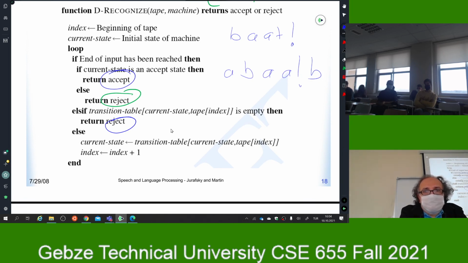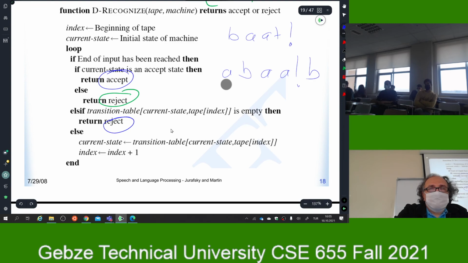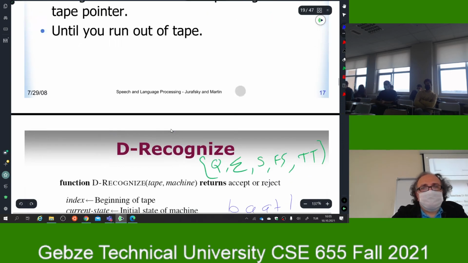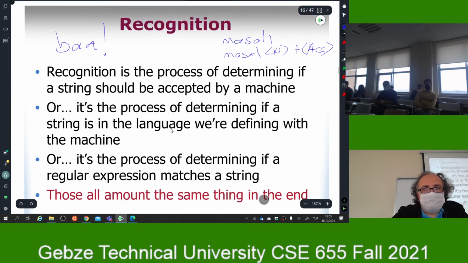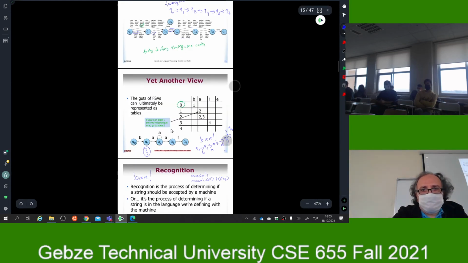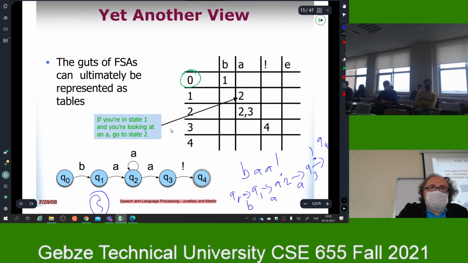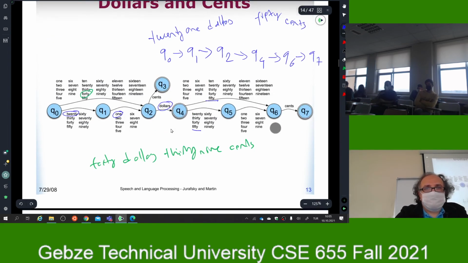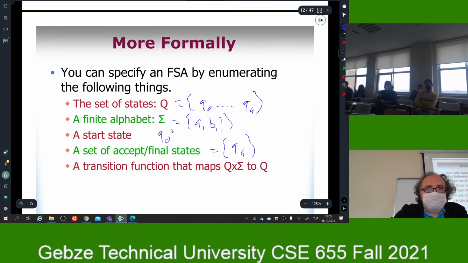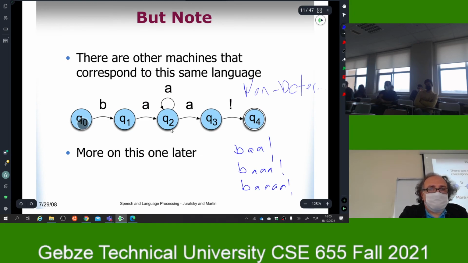Why? Because at the beginning, when I see this A, I am at state Q0. There is no transition to anything at state Q0. Okay, here it is. For state Q0, I am expecting only B's. There is no A. So this is a reject. Or like this one, Q0, it's a reject.